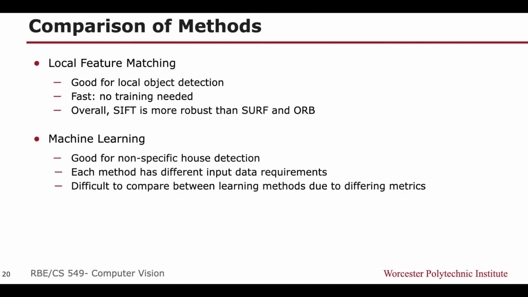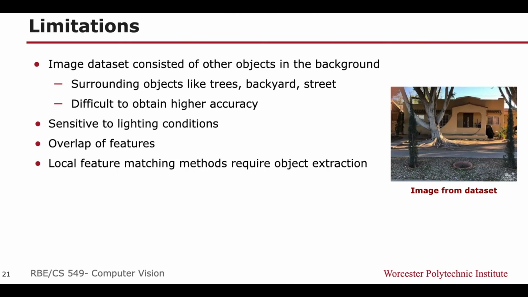Next slide, please. There were a few limitations to our methods. A couple of these included the effect of obscuring features and the effect of the overlap of desired features.